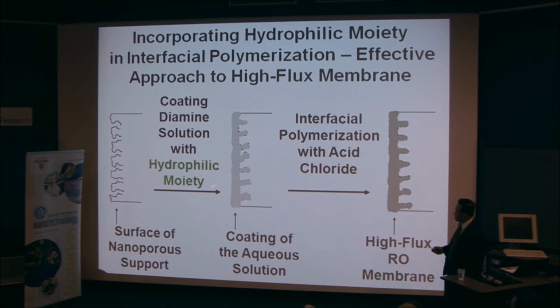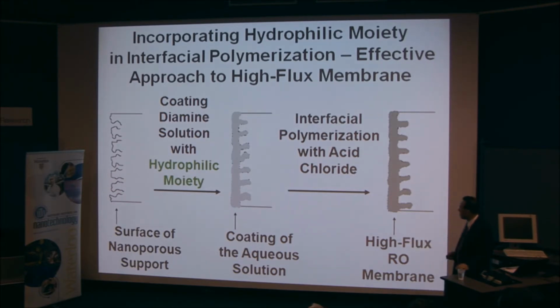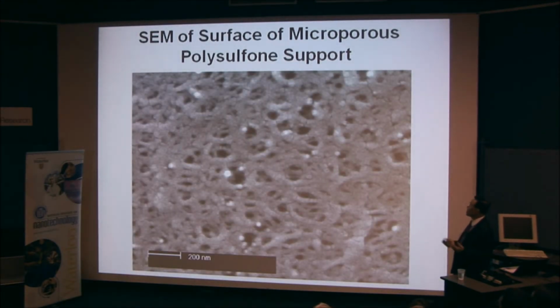So now we see, how about if we introduce another compound with a hydrophilic group moiety during the interfacial polymerization? This hydrophilic group will be incorporated into the membrane through covalent bonding, so it will be stable inside the membrane. And the rest is identical. So it is only the chemistry that we change.